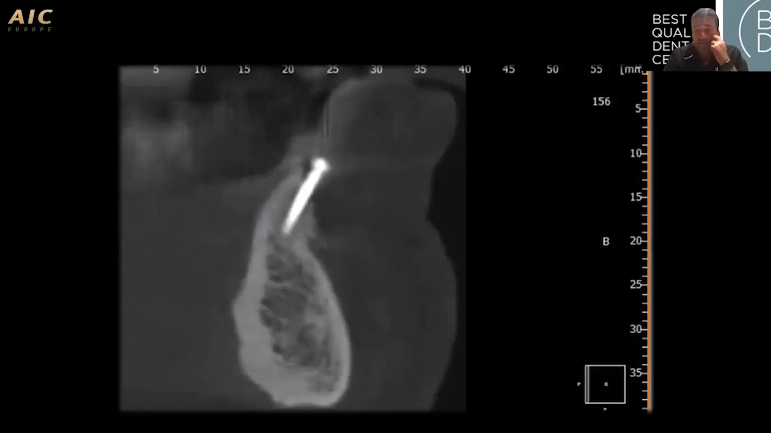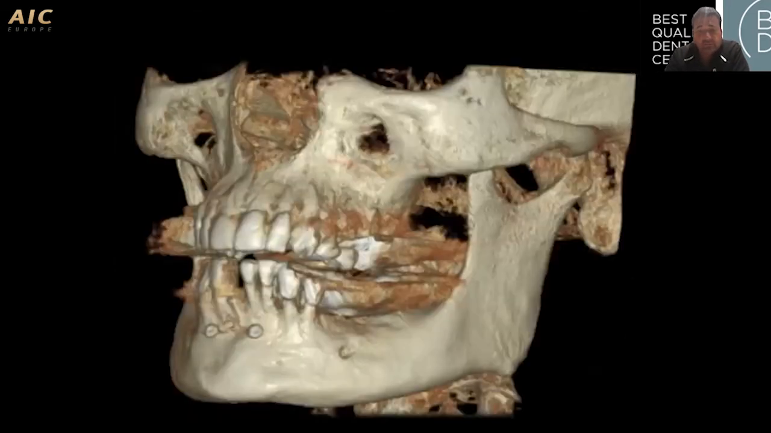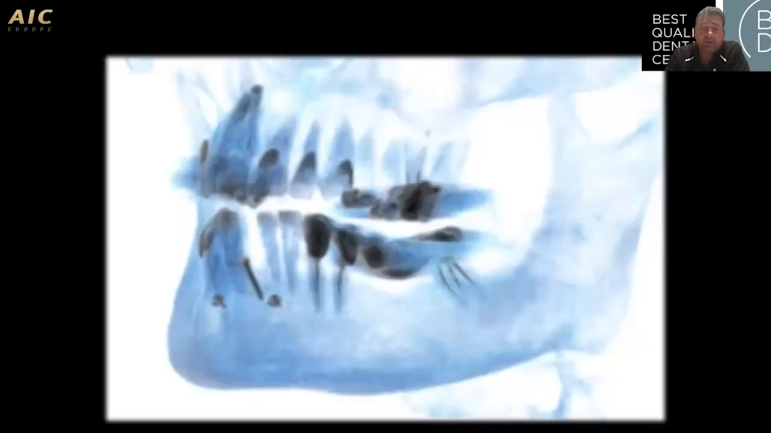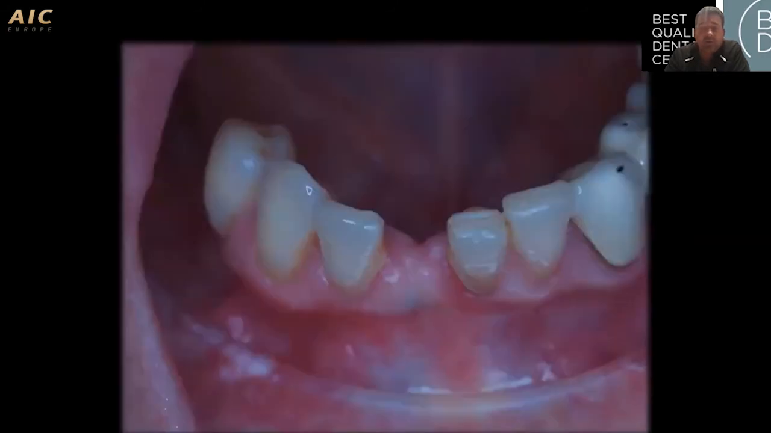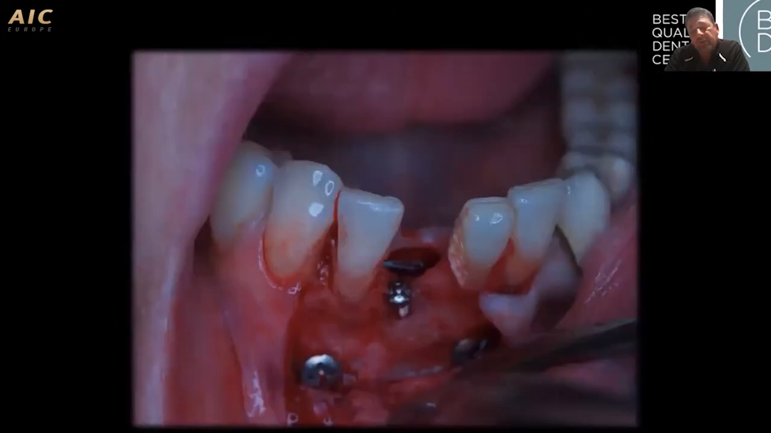So this is the CBCT scan after the bone graft procedure, and you can see the vertical screw, and you can see that the membrane is very well fixed. Seven months later we reopened the flap to evaluate, and what we can see is very nice bone formation. Probably it's not a lot of bone, but it's enough for us to place our implant.